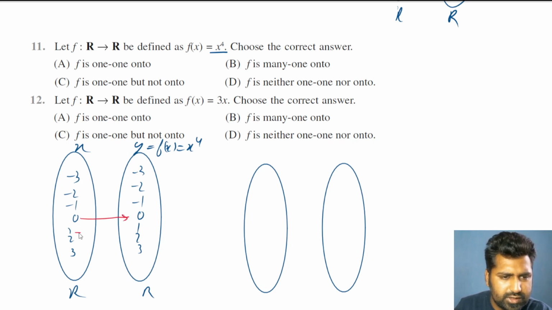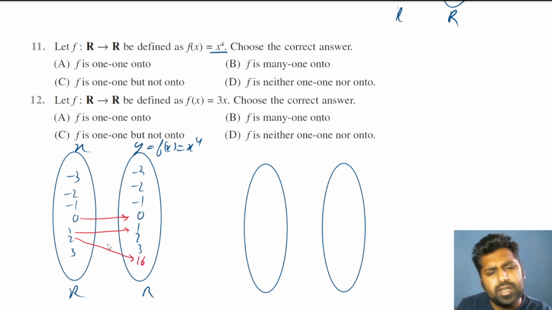0, 1 raised to power 4 is 1, 2 raised to power 4 is 16, 3 raised to power 4 is 81, and so on. But if we do take the negative numbers, minus 1 power 4 is also 1, minus 2 power 4 is also 16. I think pretty much after this you can see what is going to happen. Is it 1-1? No, it's a many-1.